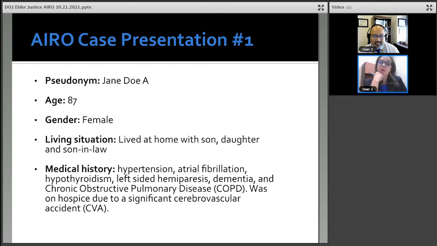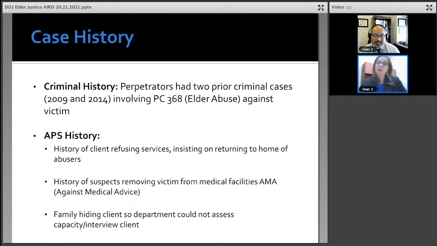But there were prior elder abuse hearings against that family going on, and they hid her from us so that, number 1, she couldn't be a witness in those prior cases, number 2, we could not assess her capacity, and number 3, they were really living off her financially as well. So we were so excited to have the opportunity to test out the AIRO on the case that actually led us to file that restraining order legislative proposal.